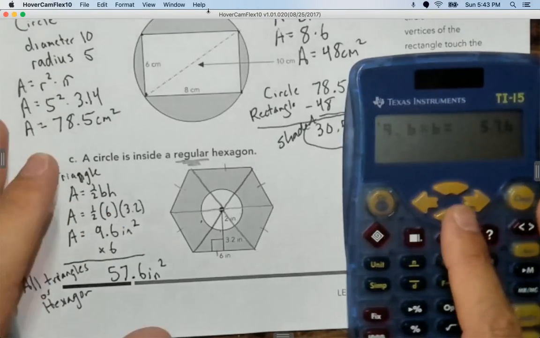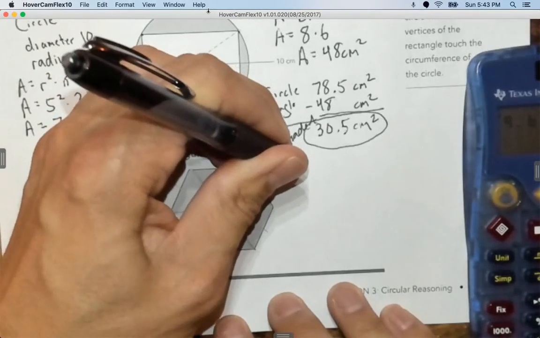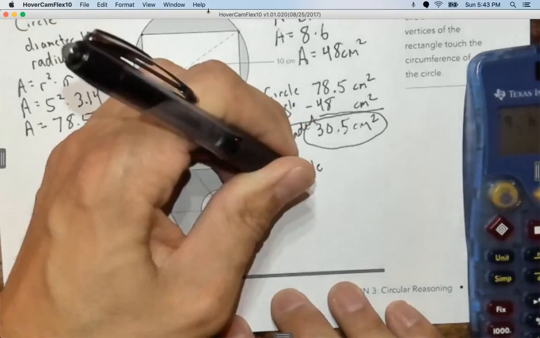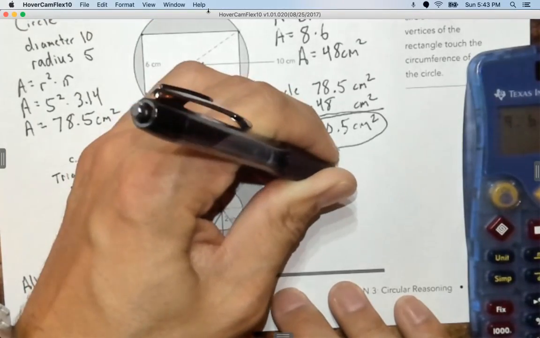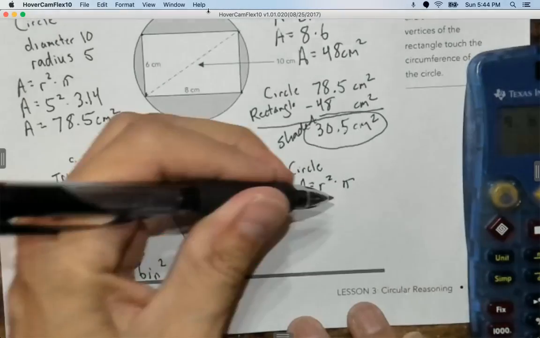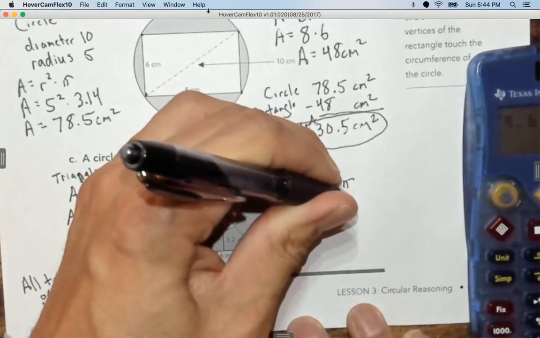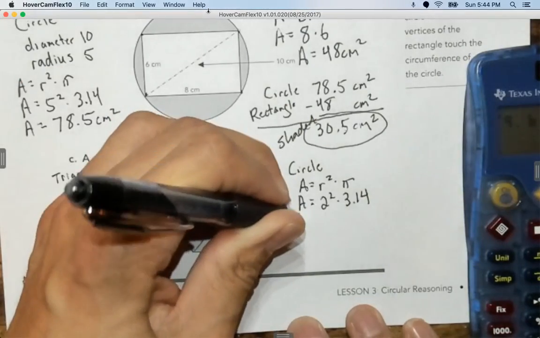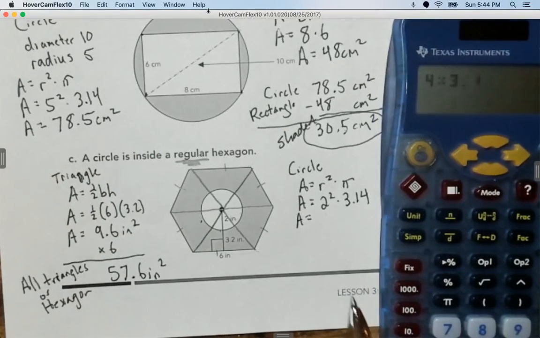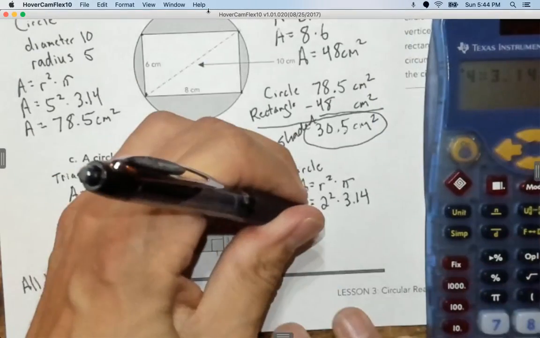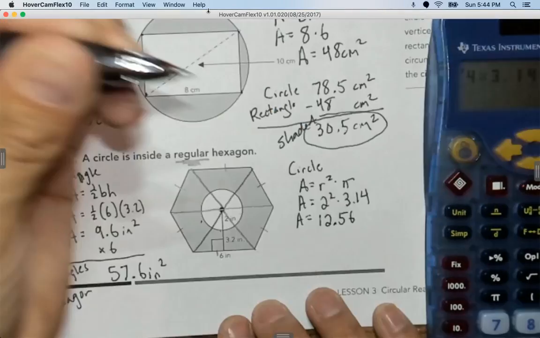Now, just like with all the other problems, I have to figure out the circle. I have to figure out what's unshaded. And so they give me the radius for that one. And the radius is going to be 2. So I'm going to square the radius and times it by my approximation for pi. And I get an area of 12.56 inches squared.